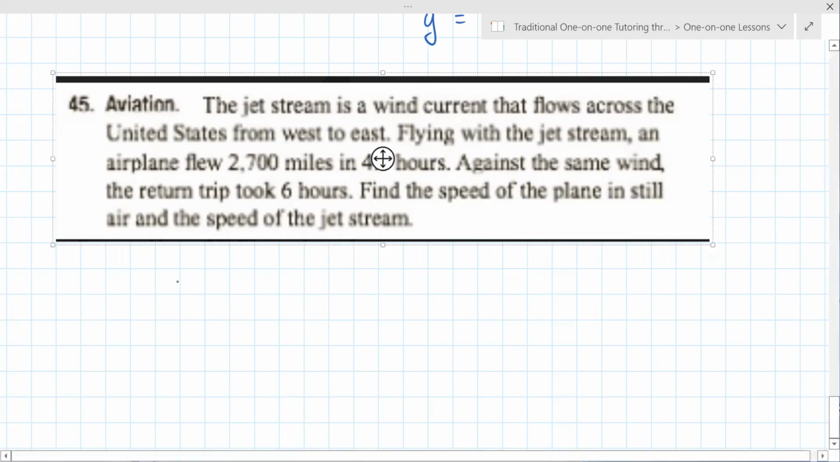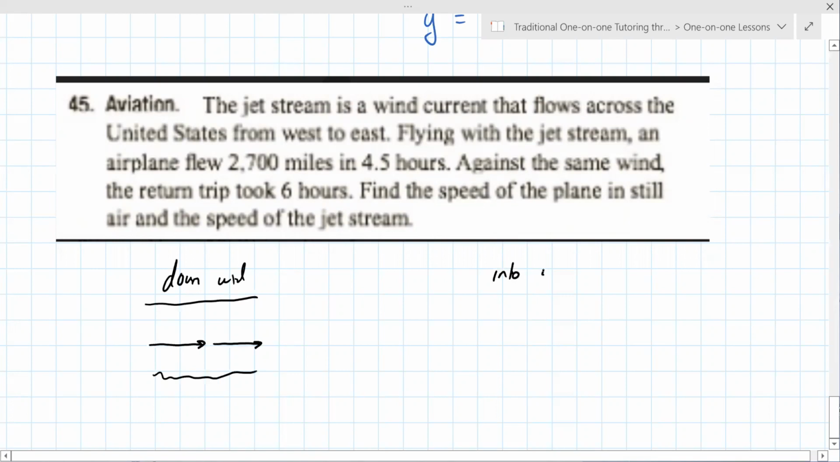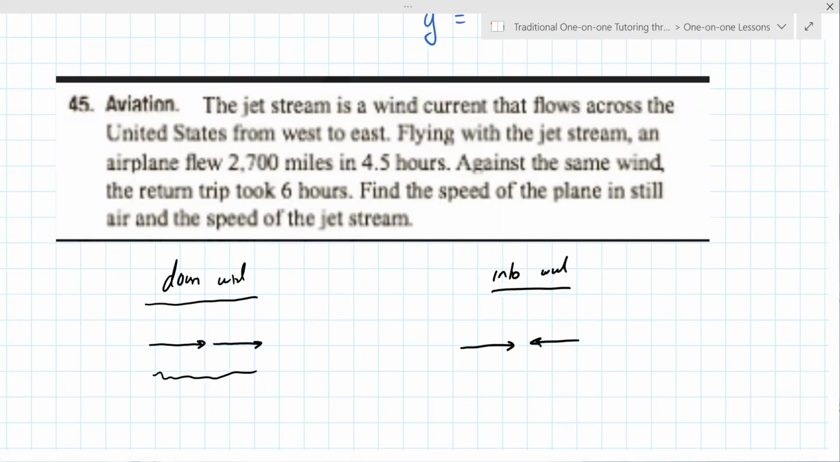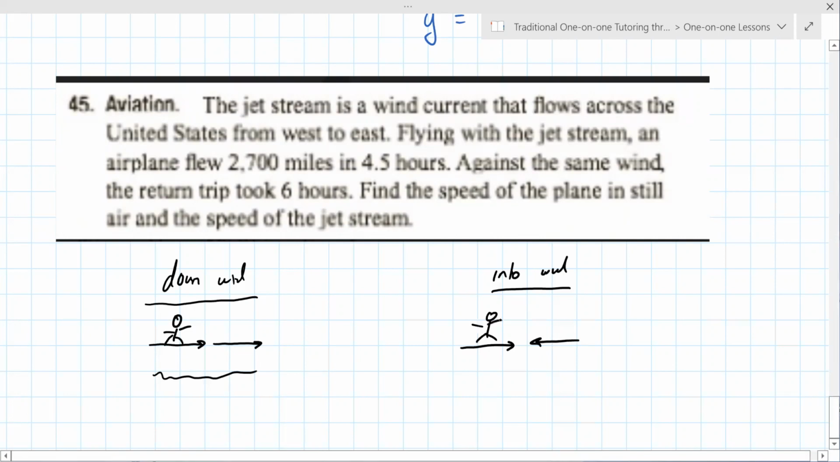The idea is that downwind is the easier one. If you're going downwind, like to the right, the wind is helping you, it's adding. If you're going into the wind or upstream, going this way, the wind is working against you. If this is you, the wind is helping. If this is you, the wind is hurting you. Does that make sense? Yes.